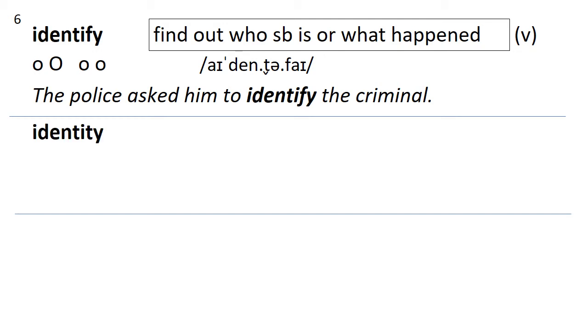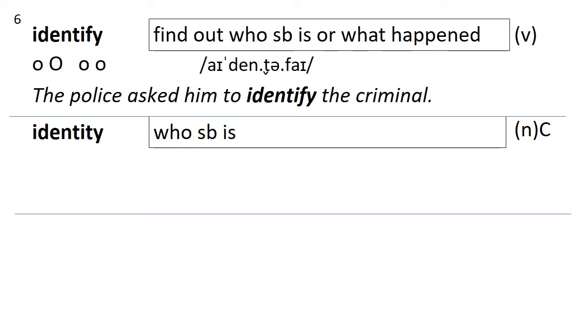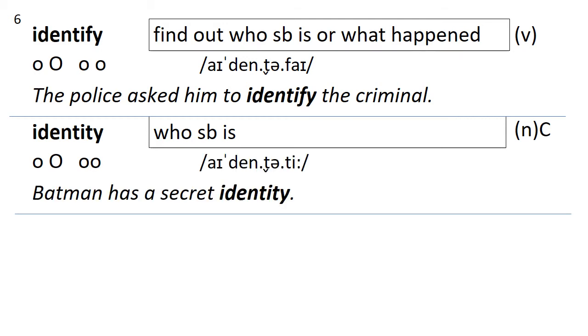So then we have identity. It's who somebody is. It's a countable noun. How many syllables? Identity. 4, stress in the second. Identity. Batman has a secret identity.